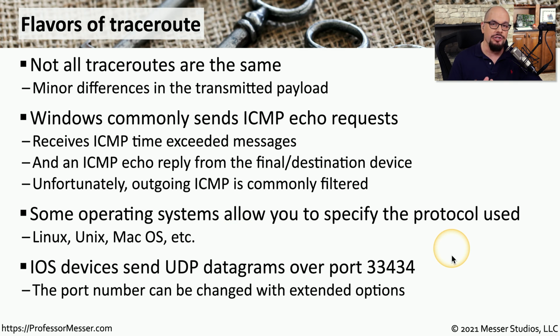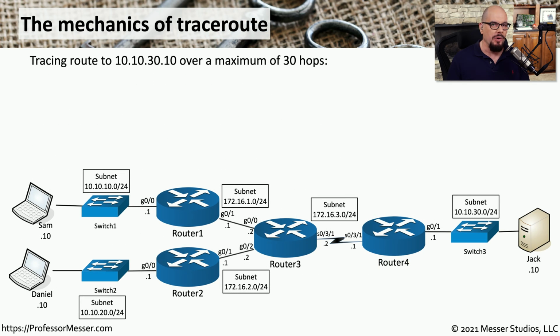To give you an idea of just how much this varies between operating systems, in Windows we're using ICMP, but in iOS we're sending UDP datagrams over port 33434. We can of course make changes to this and modify what we're sending, but you can see there are big differences depending on what operating system you're using. Let's step through the process of really what's happening behind the scenes when we perform a traceroute command.